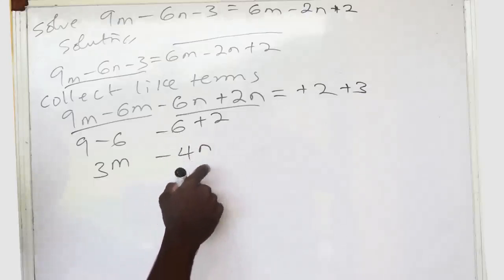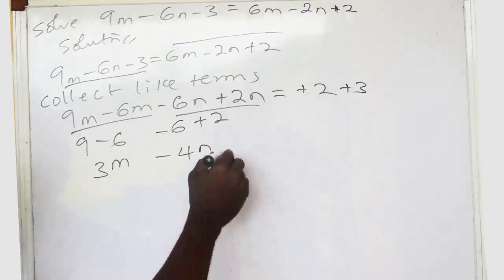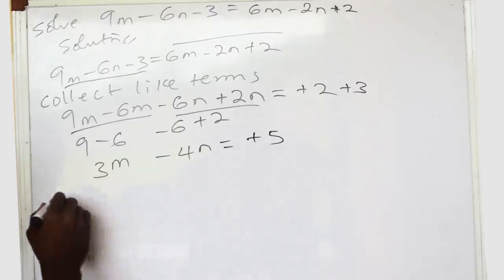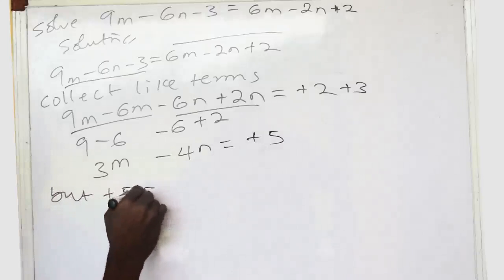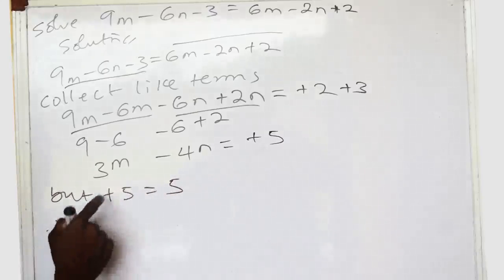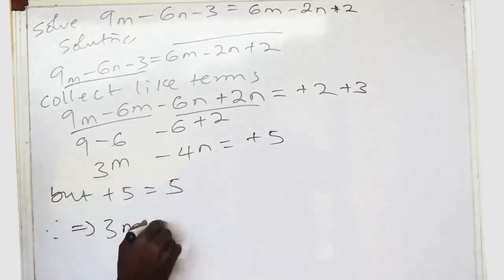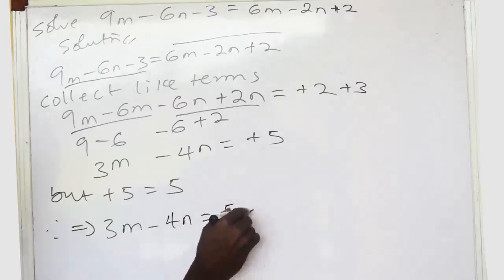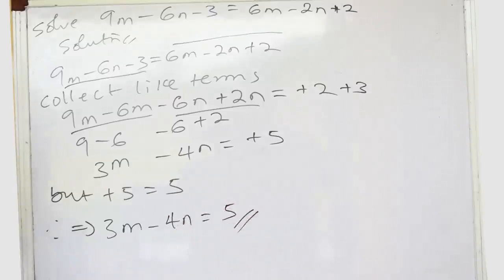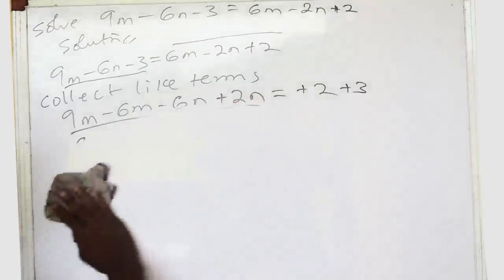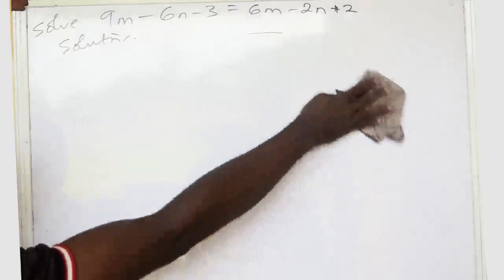You put n. At the end of the day, plus 2 plus 3 will give you equal to plus 5. But you and I know that plus 5 is the same thing as 5. Therefore, it implies that this guy, 3m minus 4n, will be equal to 5. So this is the answer for this algebraic equation. So in this regard, you discover that there is virtually no big deal whatsoever with regards to what we have on board. Okay, I'll clean up this and as well give you guys something to practice.